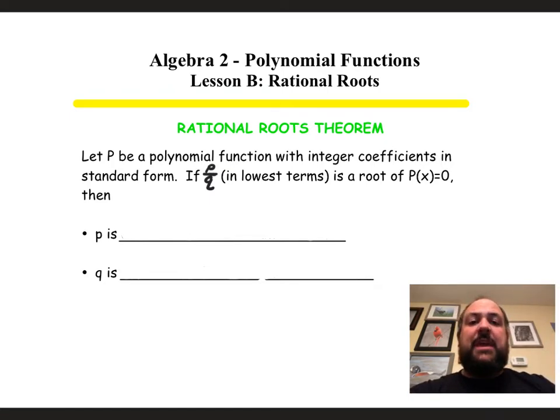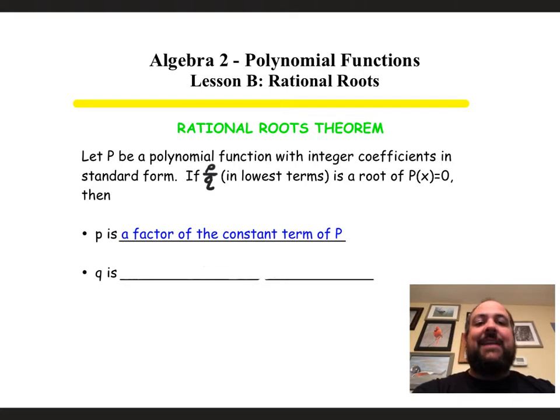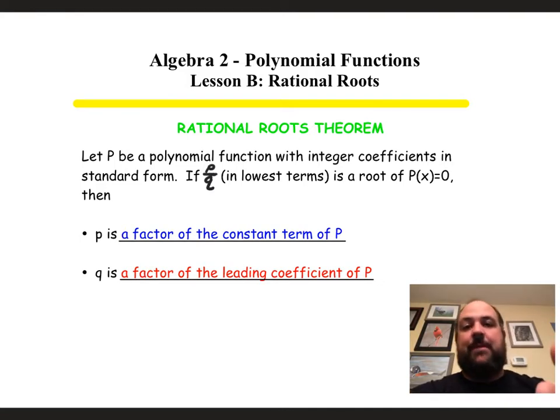First of all, the p, or the numerator, has to be a factor of the constant term of the larger function. So whatever the last number is in the function, the factors of that value represent the numerator. And q, the denominator, is going to be a factor of the leading coefficient of P. When we say leading coefficient, we mean the number in front of the largest degree term. So we're going to be able to determine what numbers end up being roots or solutions to a polynomial function using this theorem and by constructing these fractions. Let's take a look at how we do that.